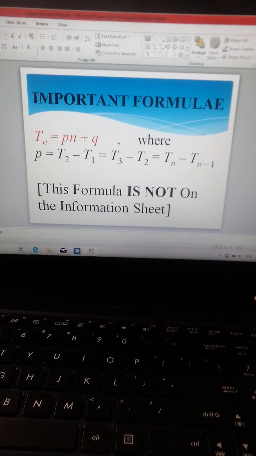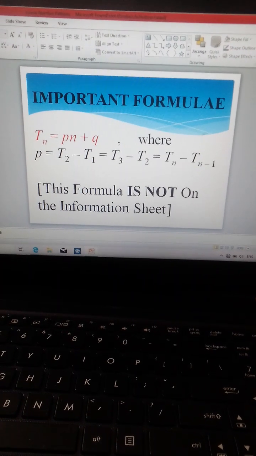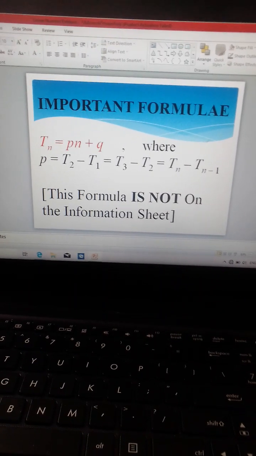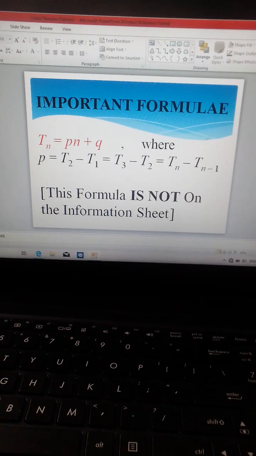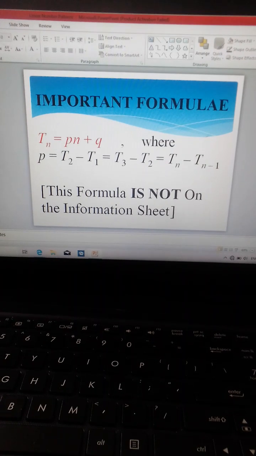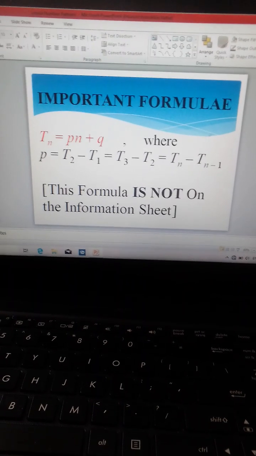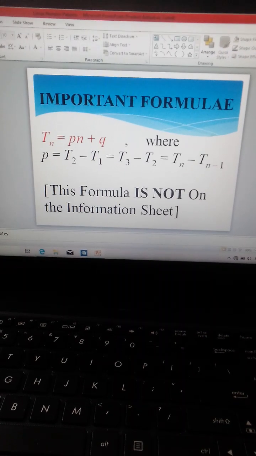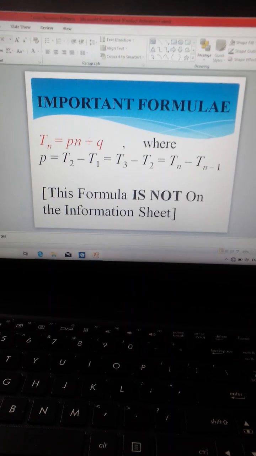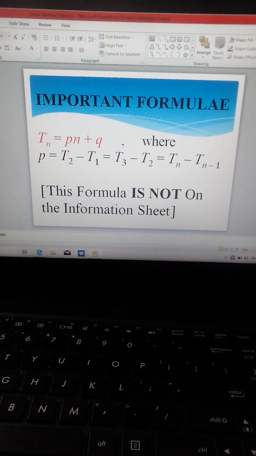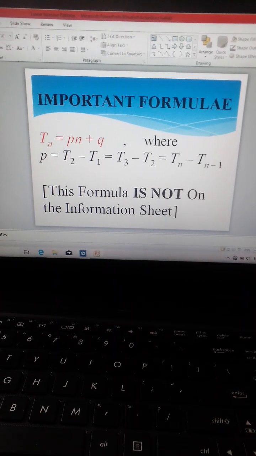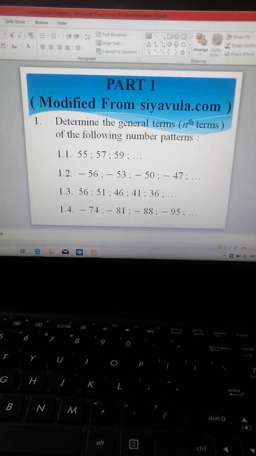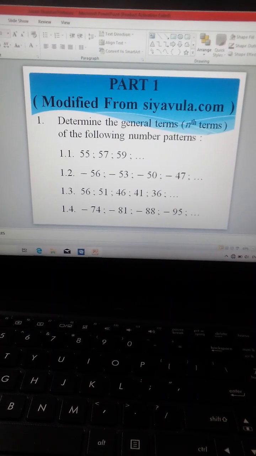So the important formula that you need to know, the formula that we're going to be using, is Tn is equal to Pn plus Q, right? Where P is equal to T2 minus T1 or T3 minus T2, or simply the current term, which is Tn, minus the previous term, which is Tn minus 1. This formula is not on the information sheet, so you really need to know how to use it. Please take this down. I modified them from siavula.com.